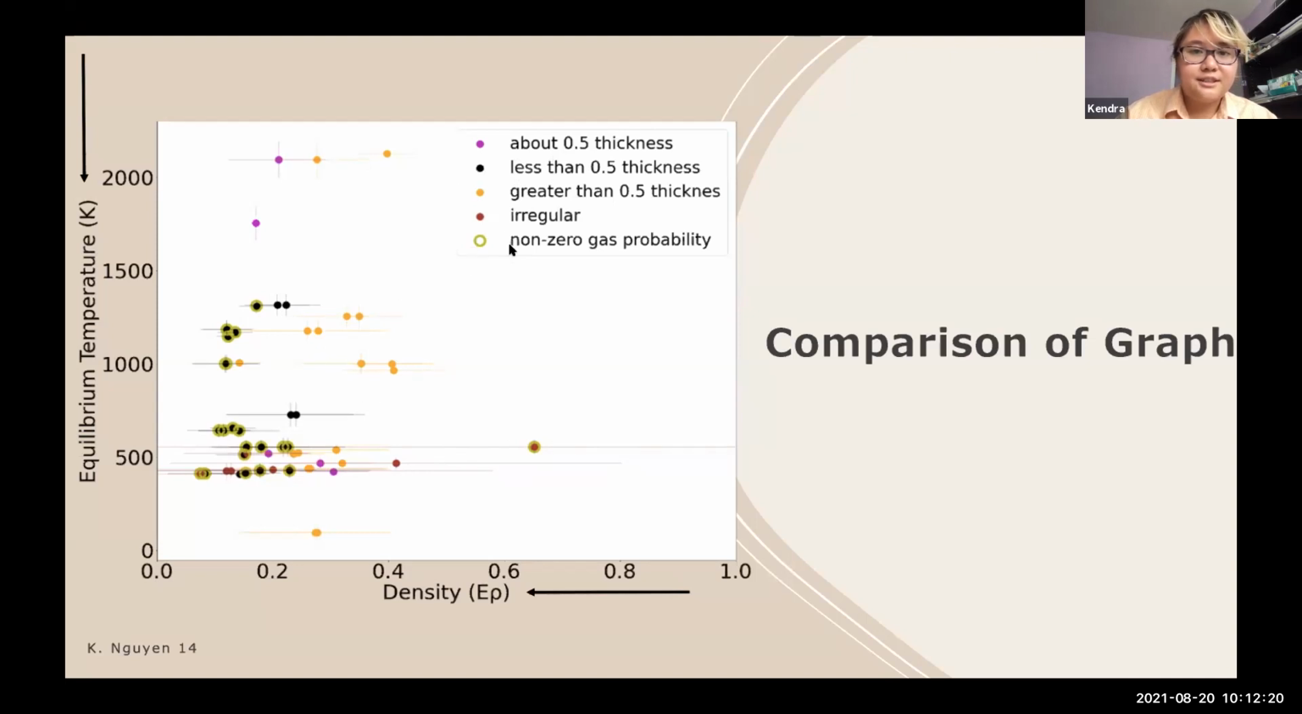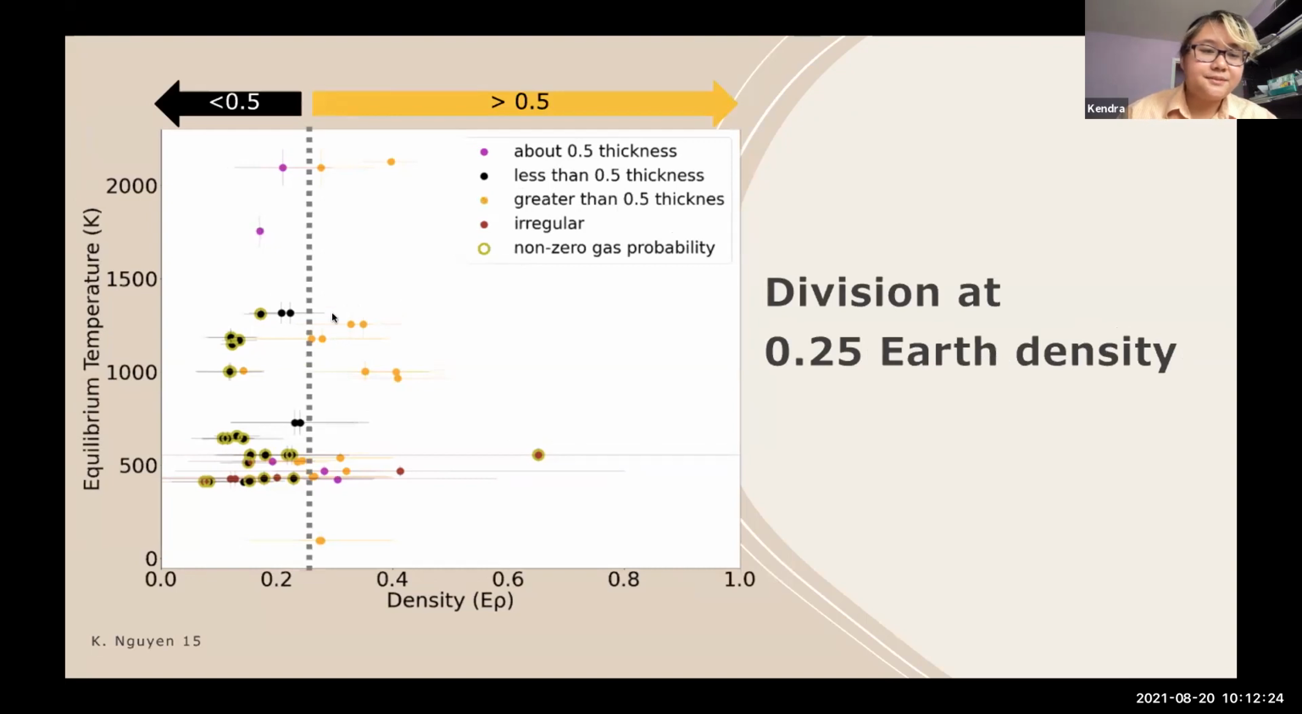I'll go into the non-zero gas probability in a different slide. So an interesting observation is that there is a clear distinction between planets of less than 0.25 Earth density, as you can see here, and greater than 0.5 Earth density at about 0.5 core thickness and greater than 0.5 core thickness at about 0.25 Earth density.